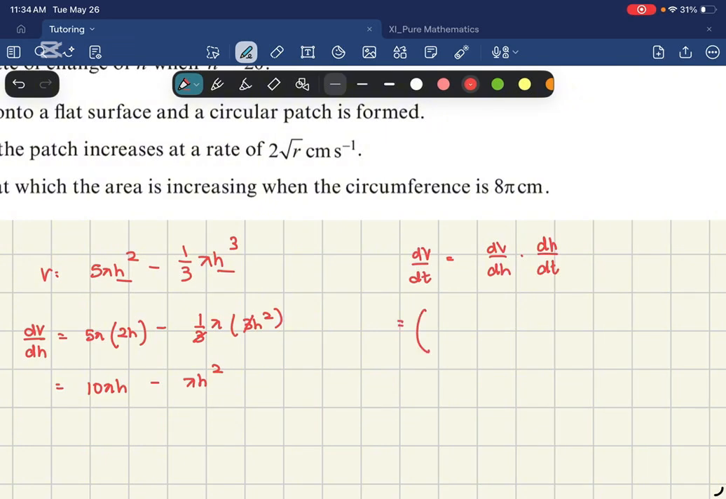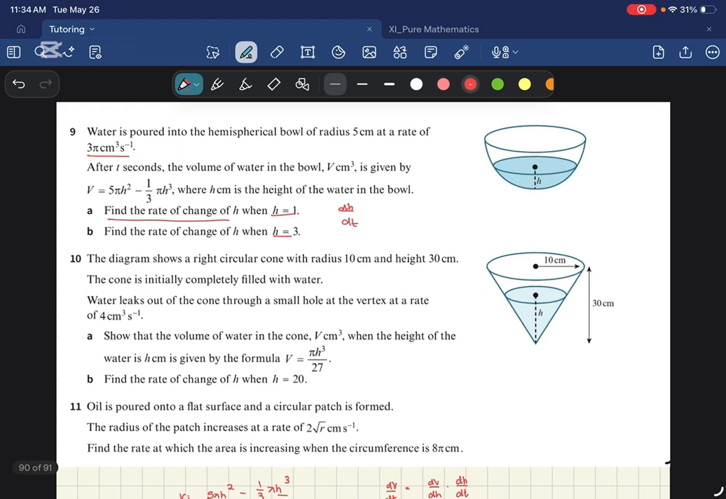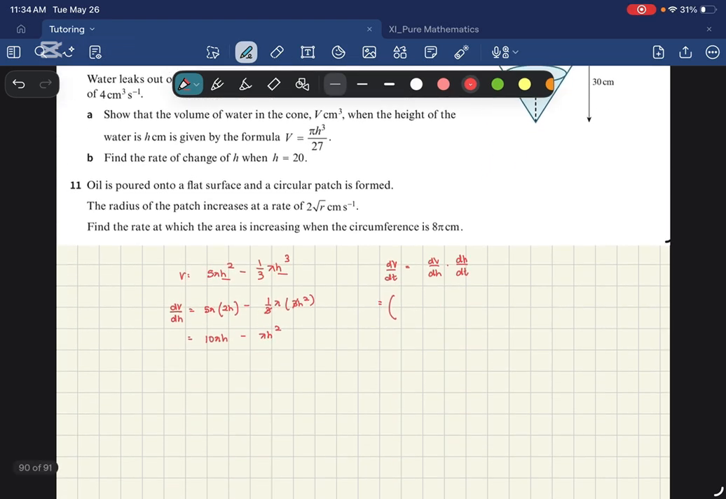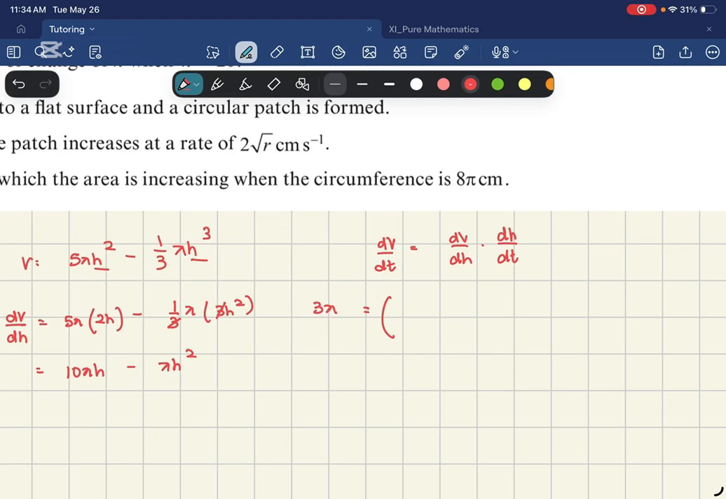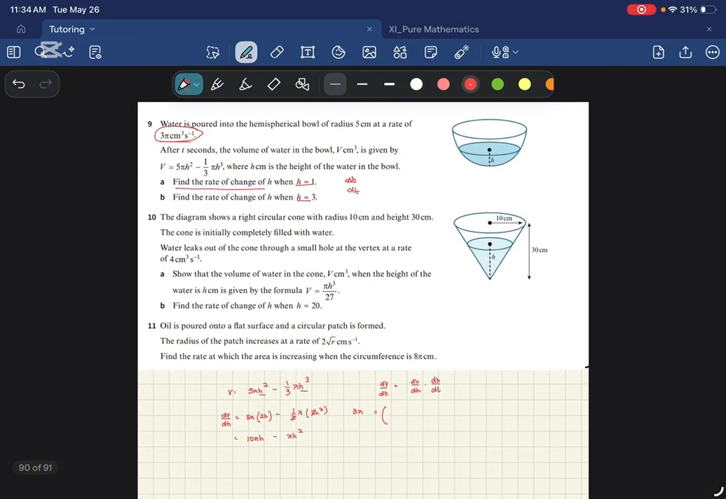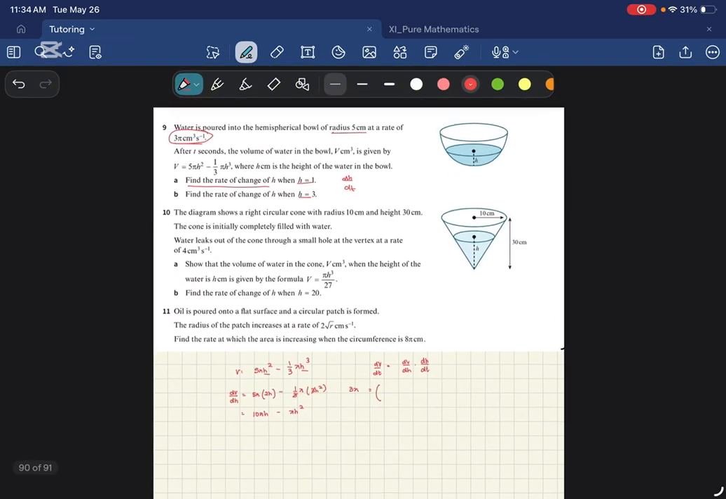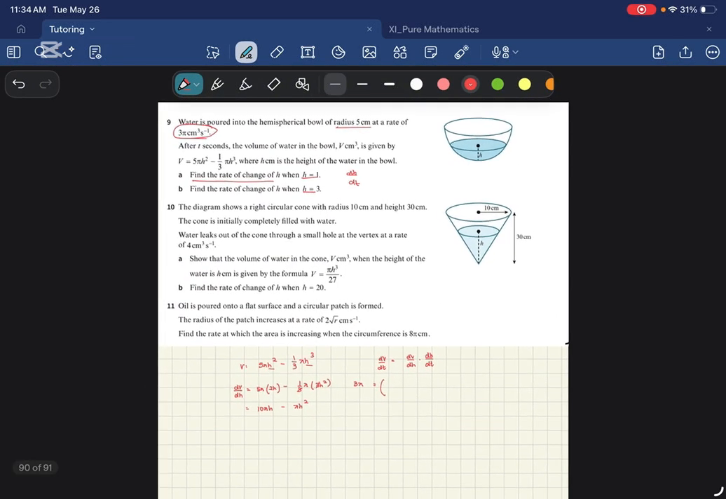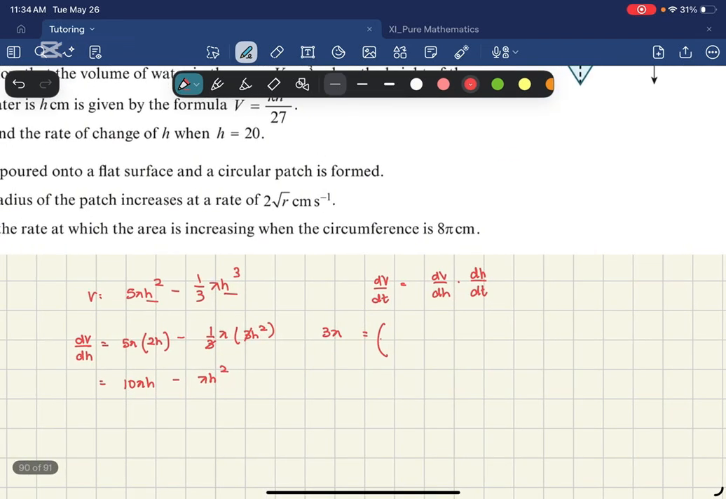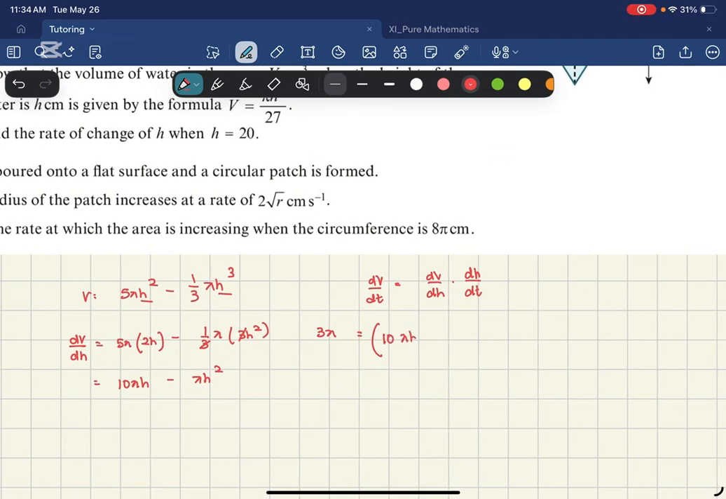So now I can just substitute. I know dv by dt is given to me in the question. Here, 3 pi. I will not write the units anymore. Radius is 5 centimeters, right? Do we really need the radius? Because everything is given. Okay. So dv by dh is just 10 pi h minus pi h squared and dh by dt is what we are looking for.